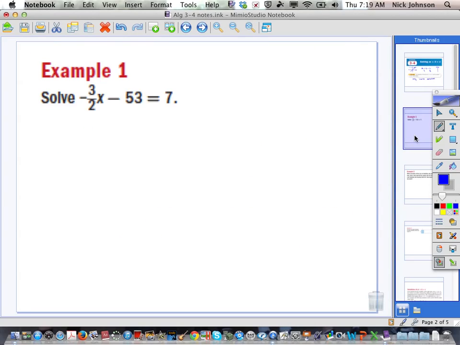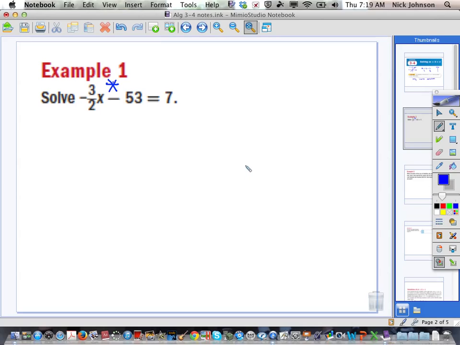So, example 1 says solve negative 3 halves x minus 53 equals 7. First thing we got to find out, where's our variable at? Well, our variable is over here on this left side. So everything but this x has to get moved over to the right. Okay? So we got to use our inverse operations. The inverse of addition is subtraction. The inverse of subtraction is addition. Inverse of multiplication is division. Inverse of division is multiplication.